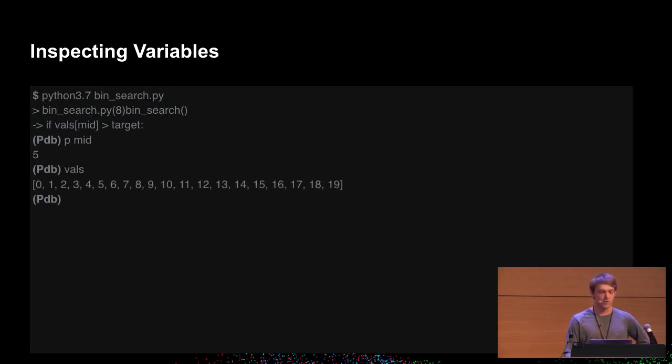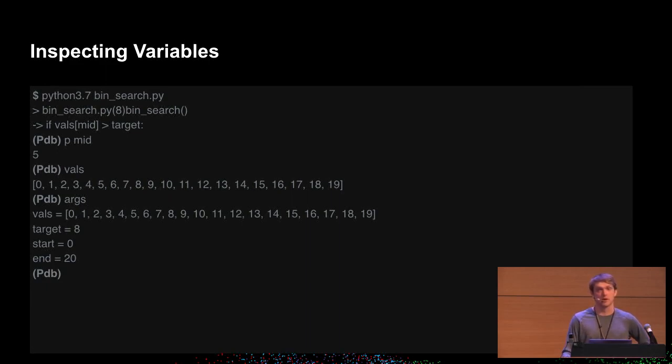If we want to show what the value of vals is, we don't need to use the p command. We can just type the variable name. It prints the variable. We can use args, which is a PDB function that lists the current arguments to the function that we're in. So we see this function, binary search, was passed vals, target, start, and end.